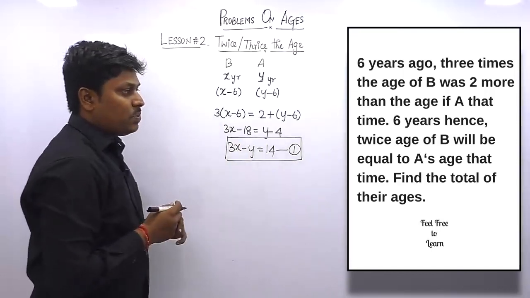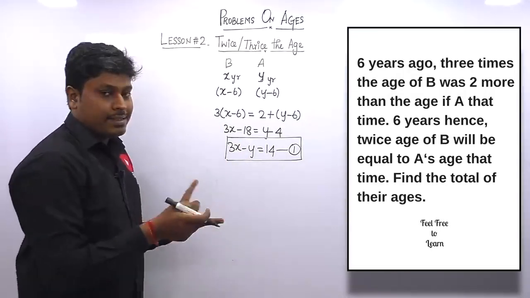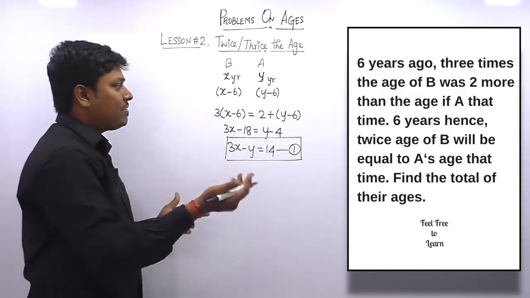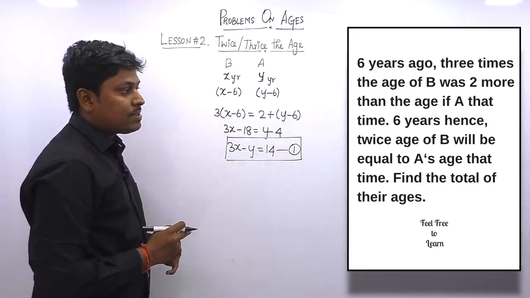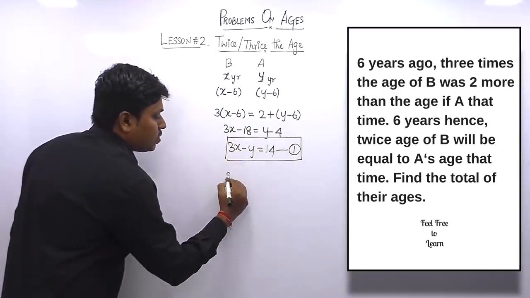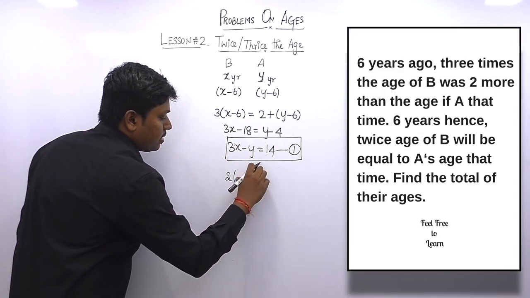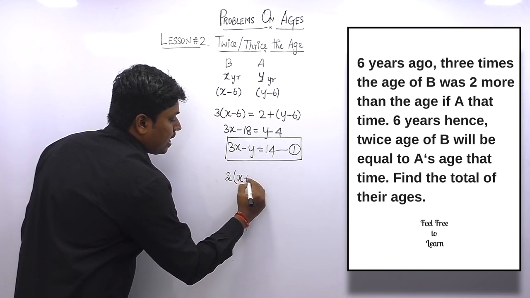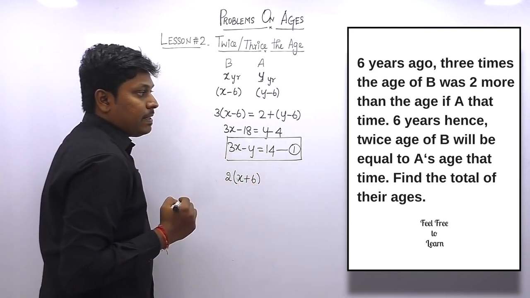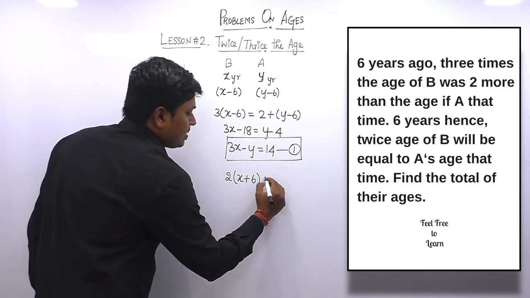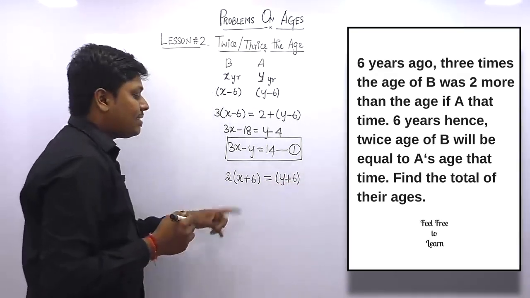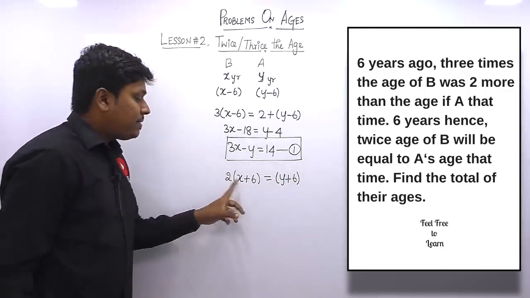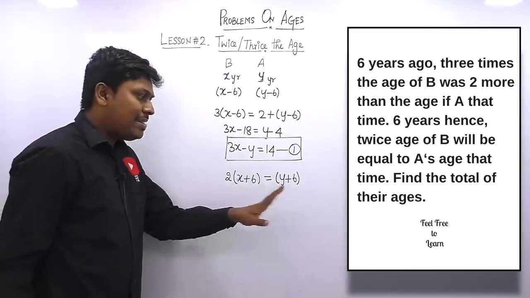And the second condition, what they are saying is 6 years hence. So they are talking about the future. So after 6 years, this can be taken as x plus 6 and y plus 6. So after 6 years, twice the age of B, that is x plus 6, will be equal to A's age at that time. Friends, got it. So after 6 years, we have added 6, and twice the age of B is equal to A's age at that time.